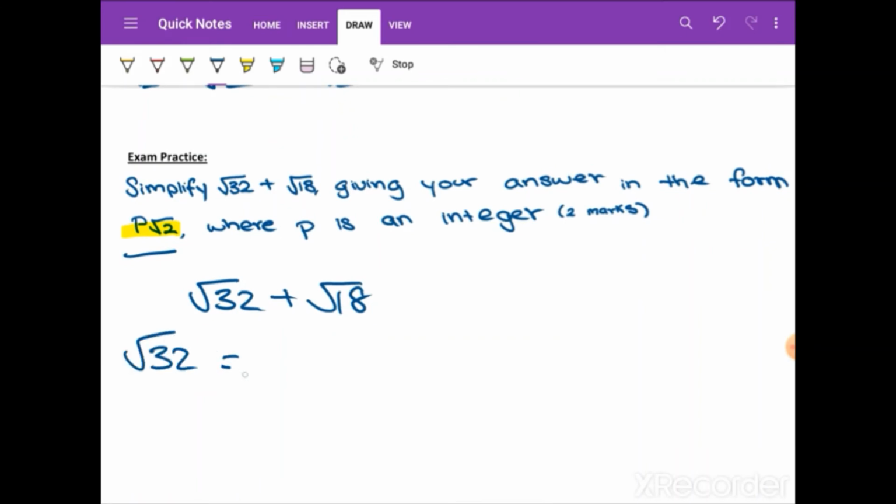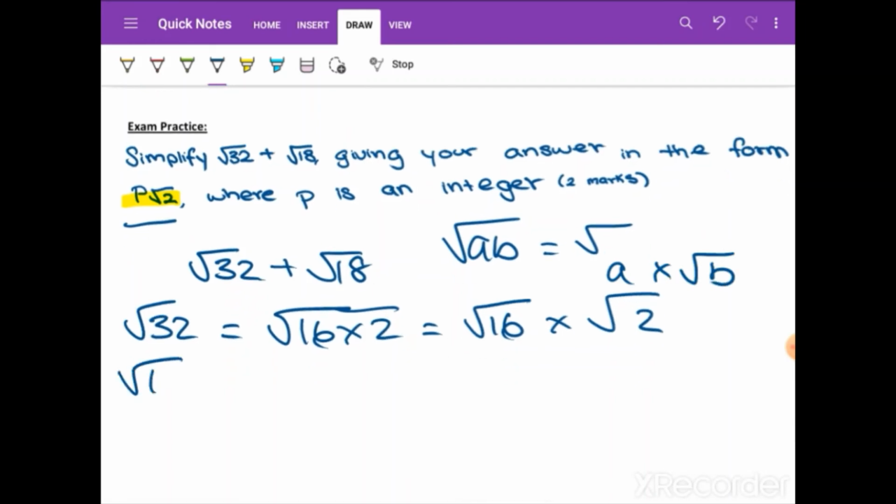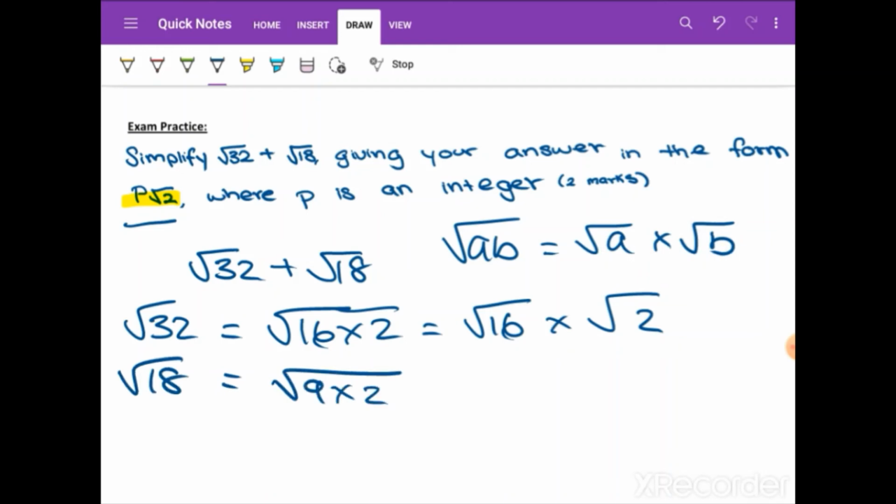Firstly, we'll break down the square root of 32 into the square root of 16 times 2, which we can rewrite as the square root of 16 times the square root of 2, using this rule we learned earlier. Similarly, we will break down the square root of 18 into the square root of 9 times 2, which equals the square root of 9 times the square root of 2.